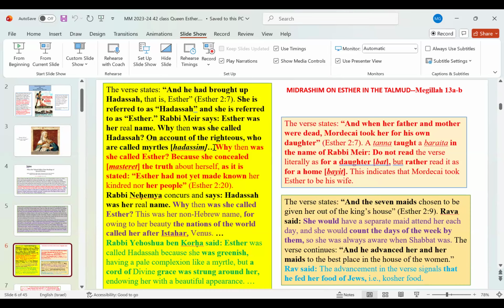And Louise, I know you're very active in Hadassah. So her Hebrew name is Hadassah, right? And so why was she called Hadassah? On account of the righteous who are called myrtles, Hadassim. We have Hadassim that we use on Sukkot. We put them into the lulav.